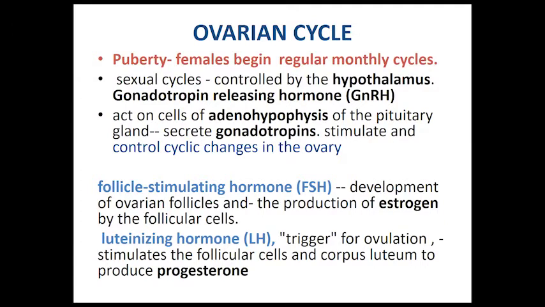These sexual cycles are controlled by the higher centers, that is your hypothalamus. It releases the gonadotropin releasing hormone. This gonadotropin releasing hormone from the hypothalamus is going to act on the anterior part of the pituitary, which is called the adenohypophysis, which secretes the gonadotropins, and they stimulate the cyclic changes in the ovary. There are two hormones stimulated from the anterior pituitary: the follicle stimulating hormone, which further works on the production of estrogen, and the luteinizing hormone, which triggers ovulation, and then there is the production of the corpus luteum, and the corpus luteum produces progesterone.